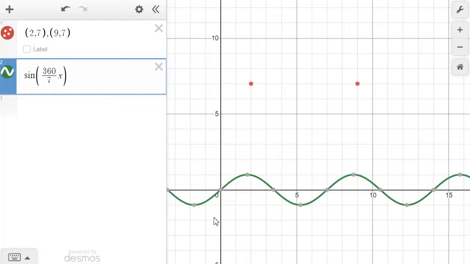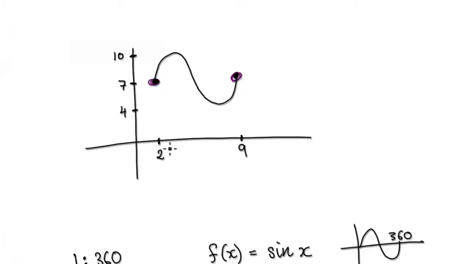So now we need to change the amplitude. So we've created a period of 7.